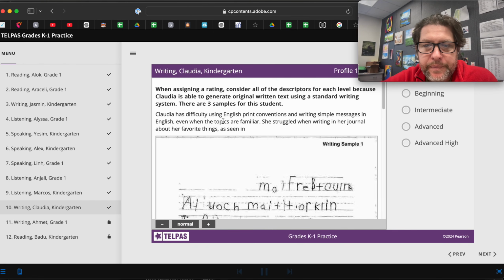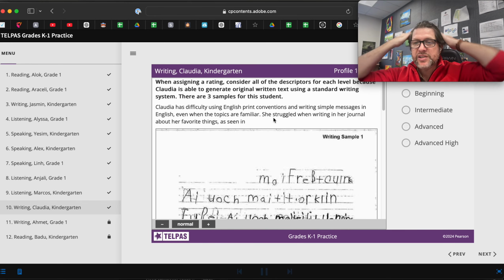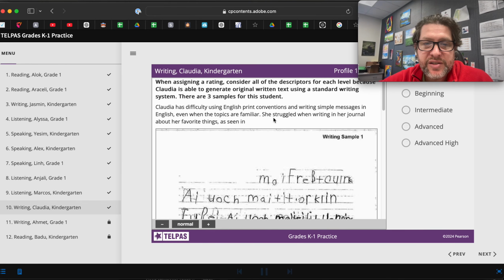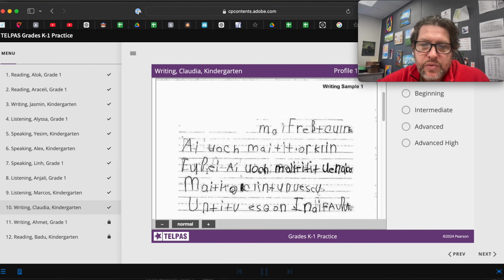Kindergarten writing. She has difficulty using English print conversations and writing simple messages. So she has, I already sort of know, all right? Difficulty writing simple messages in English, even on familiar topics. She struggled when writing in her journal about her favorite things. All right, so we already see right here.